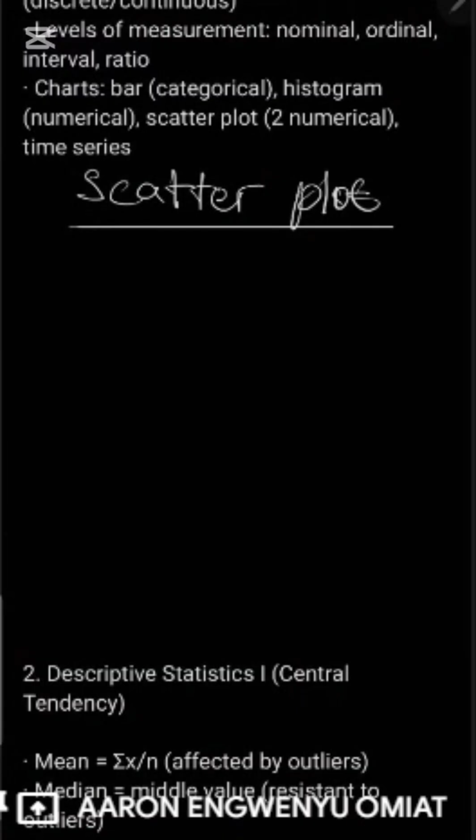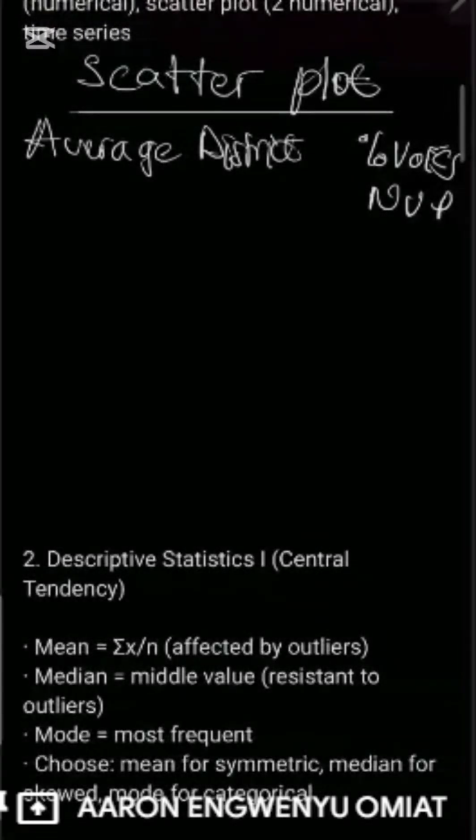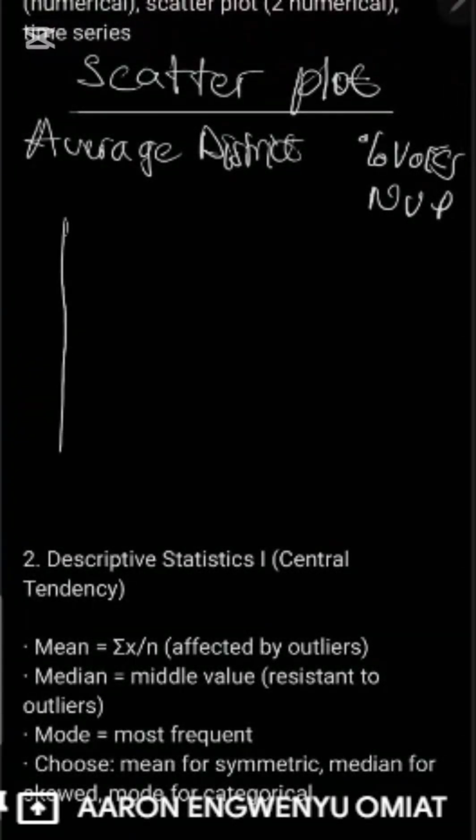Now, a scatter plot. Let's say we want to study the relationship between average income in a given district and percentage of votes for NUP. If we want to study which people have a preference for NUP, is it the rich? Is it the middle class? Is it the poor? So in this case, we go ahead and build a scatter plot.